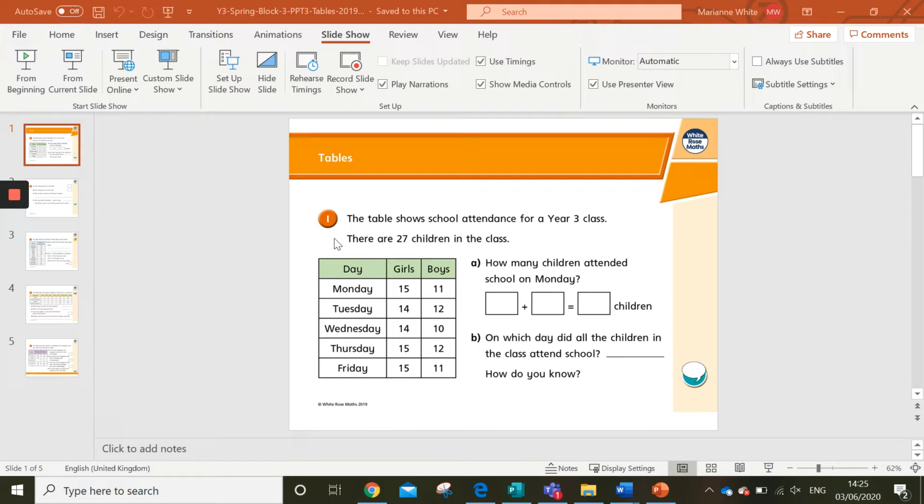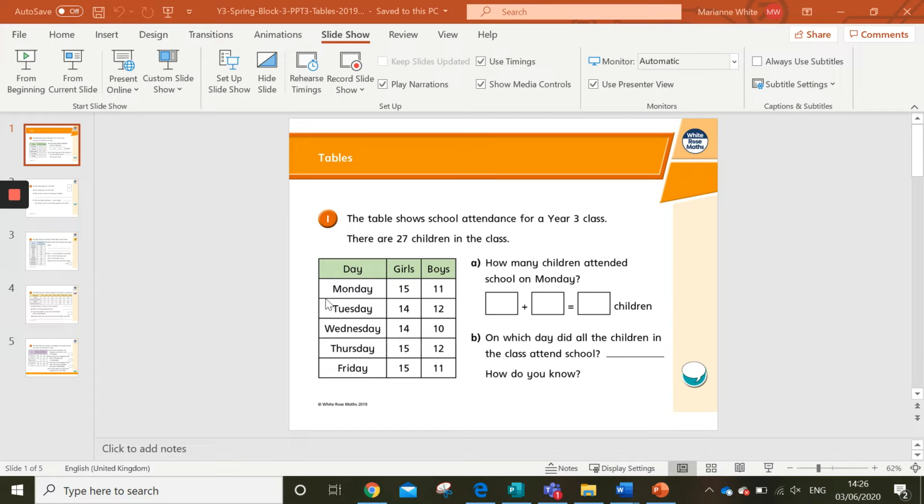There are 27 children in the class. If I go to the table, the first column shows me the day. The days of the week are here. And then the next column shows me girls, the number of girls in school on that day. And then the third column shows me the number of boys in school on that day. So question A, how many children attended school on Monday?